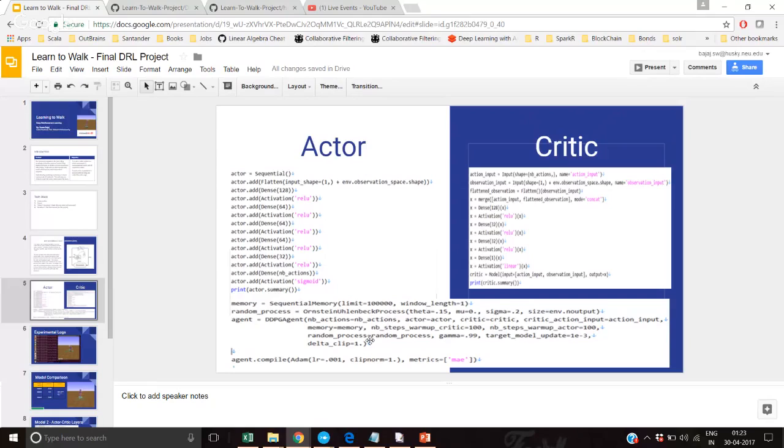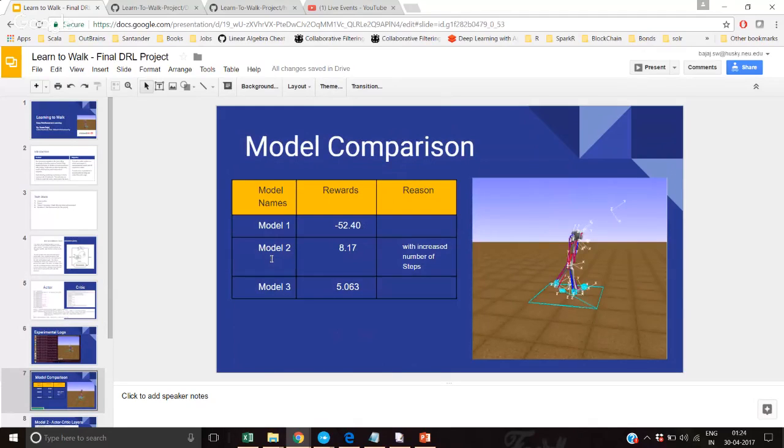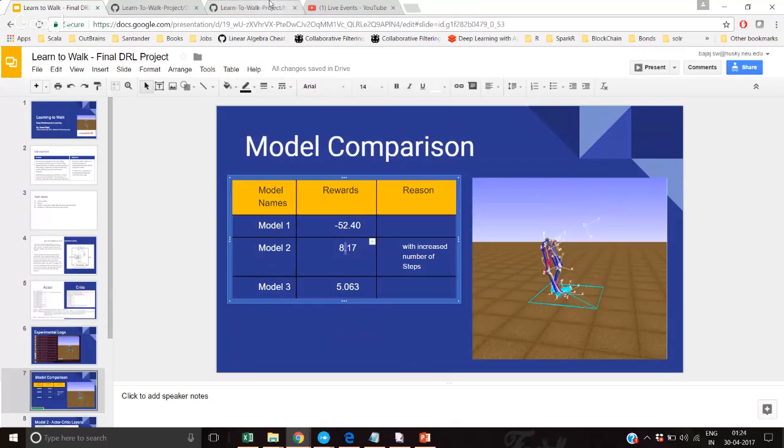And so I performed these experimental logs. Another experiment that you can see here is I had increased the number of steps. So by increasing the number of steps, as you can see, that man is trying to walk and he's getting out of the blue square that has been drawn, and he is trying to take some baby steps here. So these are the three models that I was talking about. I would show you how the models look like, but the best reward I got was for model 2 with increased number of steps.